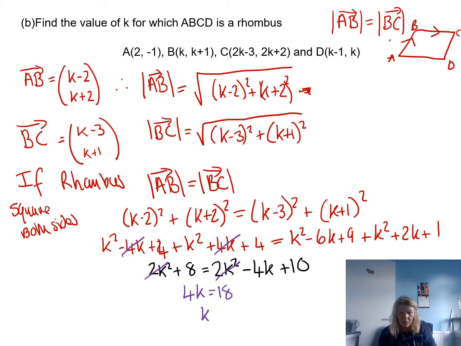Oh, I made a mistake there. It's not 18, is it? The 8 goes over there and that's a 2. So that will mean that K equals a half. Super. So we found the value of K which made that a rhombus.